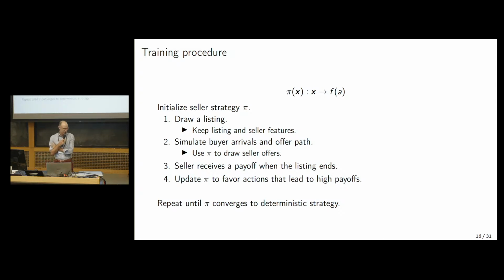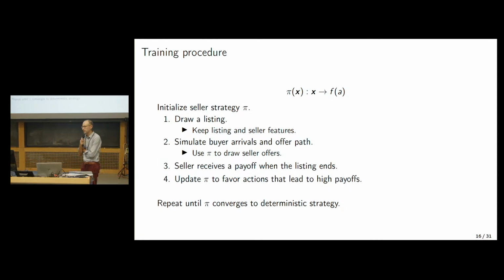Then we're going to go into a new holdout set that we use to train the agent, and we're going to draw a listing. We're going to keep from that listing all the features that describe the listing and the seller, and we're going to throw out everything about the offer path that was observed in real life. We're going to use our simulator to say when buyers show up and what offers they make, but when it's time for the seller to respond, instead of using our simulated seller, we're going to use pi.